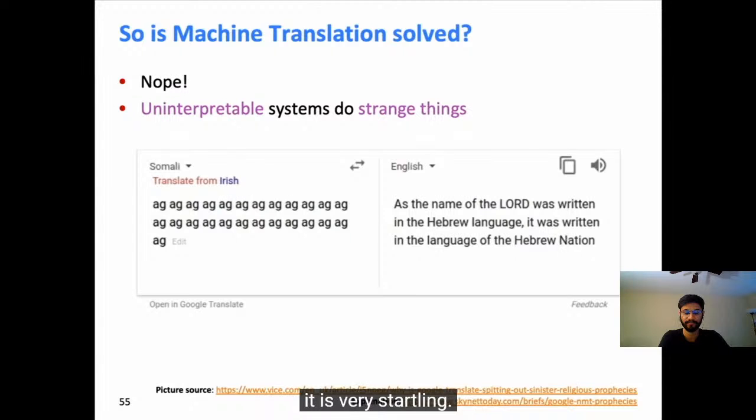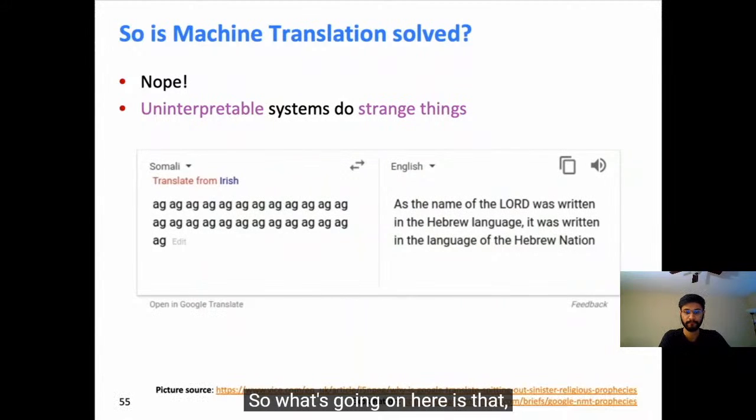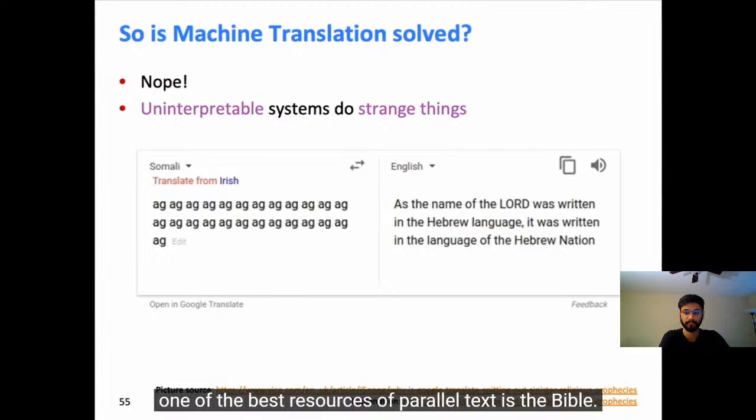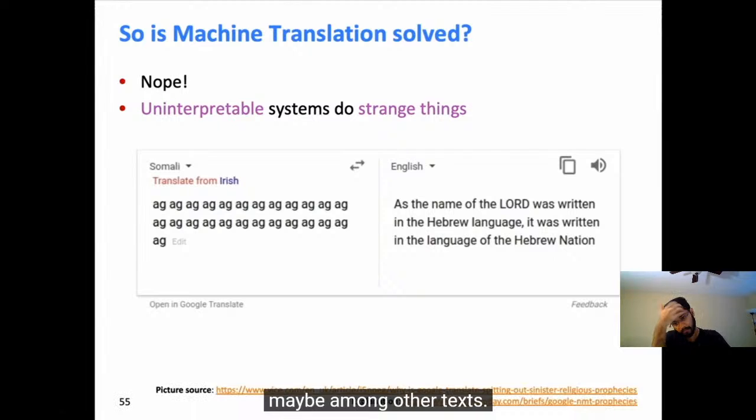So for sure, it is very startling. But the thing is, there's actually quite a reasonable explanation. So what's going on here is that often for low resource languages, such as, for example, Somali, one of the best resources of parallel text is the Bible. So you train, for example, Somali to English using the Bible as a training text, maybe among other texts.